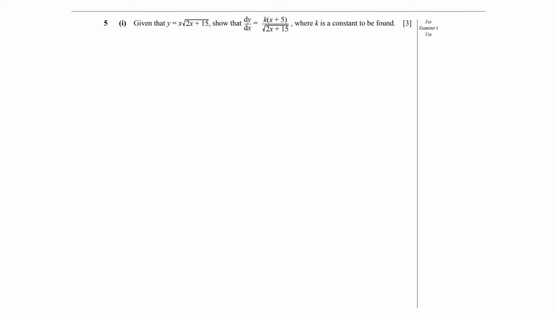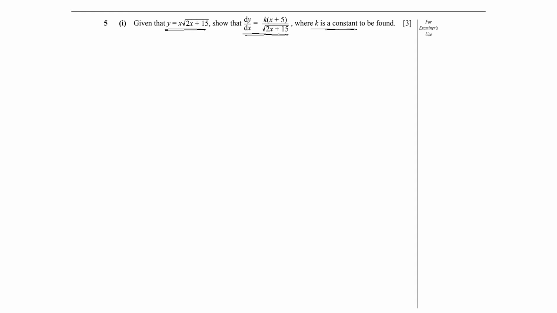Question 5. This question is from topic calculus, where we have to find the derivative of a given equation. Here, the given equation is y is equal to x times square root of 2x plus 15. We have to find the derivative, that is dy over dx, and we have to show it in a form such that dy over dx is equal to k times (x plus 5) divided by square root of 2x plus 15, where k is a constant to be found.